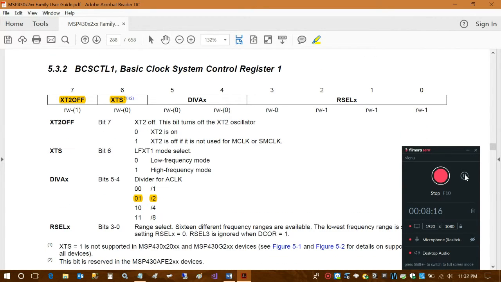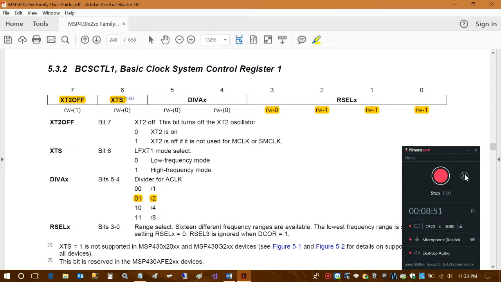and RSELX. Now the RSELX is the resistor select. It is the range select for the particular DCO. As we have seen in the graph, RSELX selects the range and DCOX selects the part of the range. So DCOX default value is 3, and the RSELX, as you can see, is 0111, that is 111, which defaults to 7, as you can see over here.